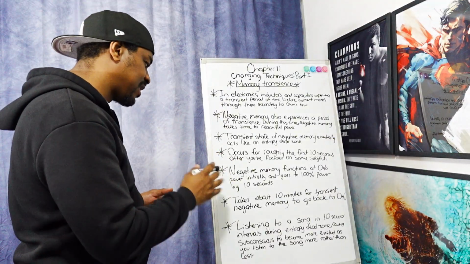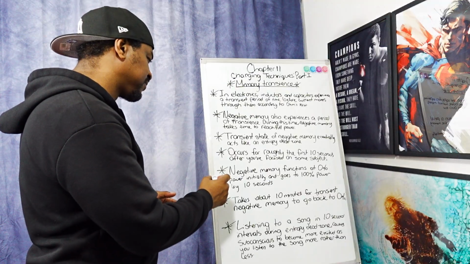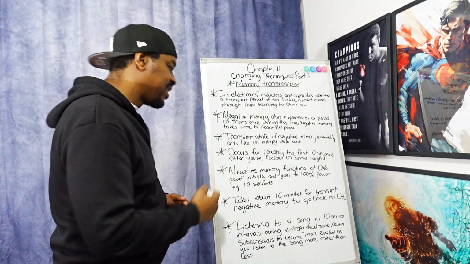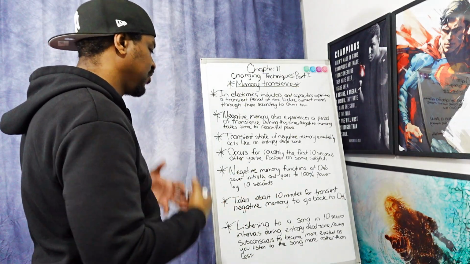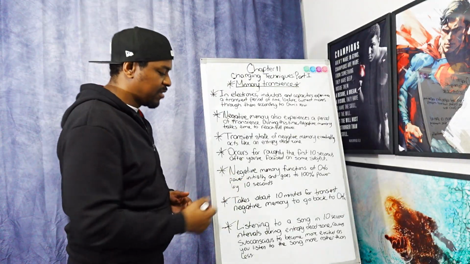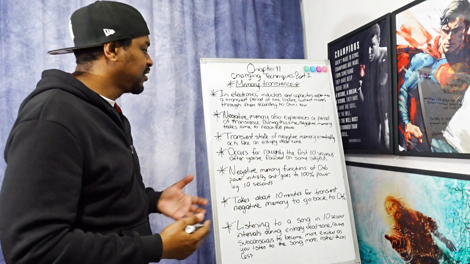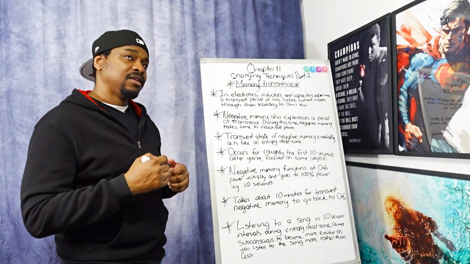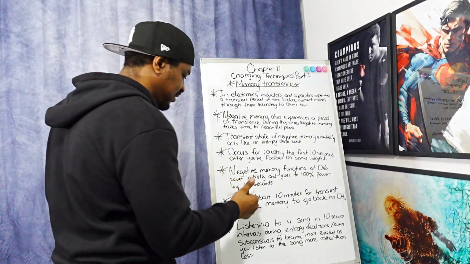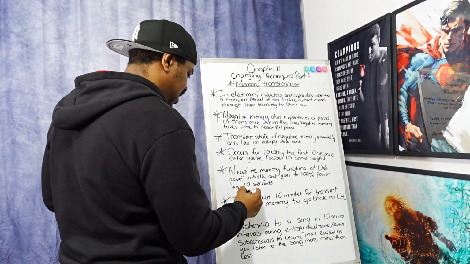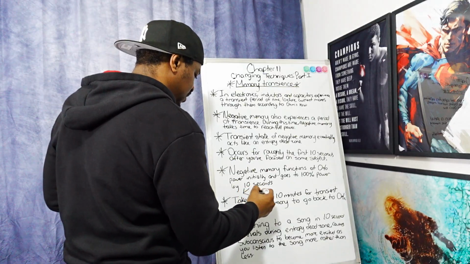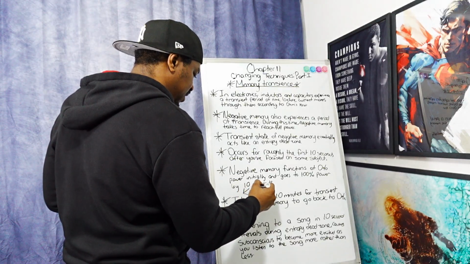Before getting into that a little bit, basically, to go over this point, negative memory functions at 0% power initially and goes to 100% power by the 10-second mark. So basically what that means is that negative memory increases on a scale within those first 10 seconds. I don't know if it's linear or non-linear, let's say parabolic or whatever.